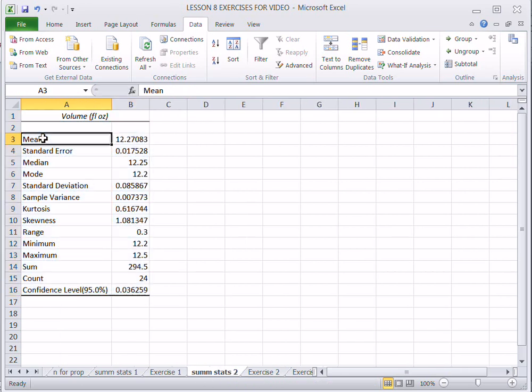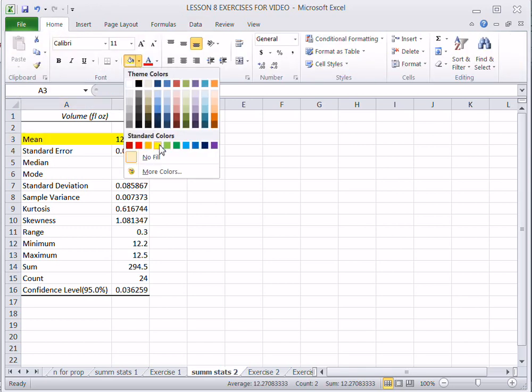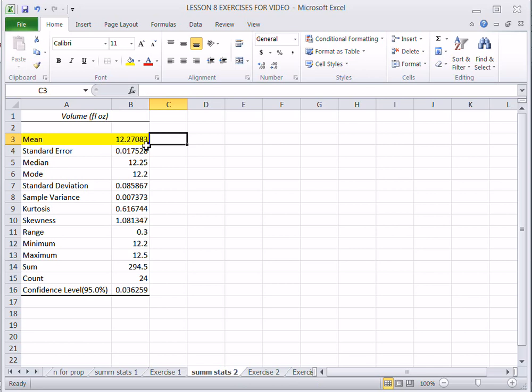So here we are, SumStats 2. Volume is fluid ounces. And here is our sample mean, 12.27083. Now, our data was only to 1 decimal place, so we really can't round this off to more than 2 decimal places, or we imply there's more precision in the measurement than is actually called for. So there's the mean of 12.27, and then here's our 95% confidence level, margin of error of 0.3609. So again, remember, this is the margin of error.